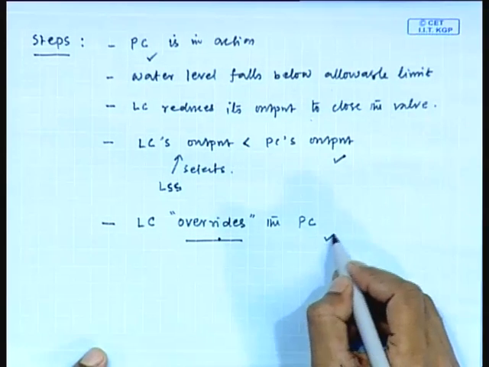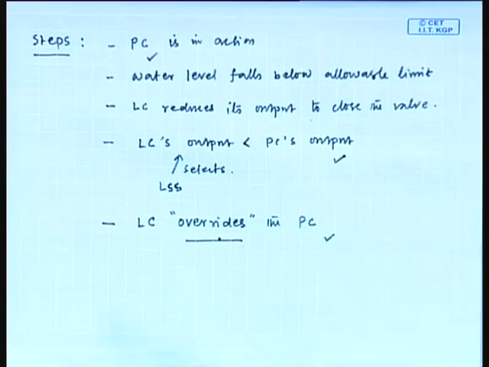So, in this example, we have discussed the application of LSS. LSS selects basically the lower output signal. For the case of HSS, the fact is opposite. HSS selects the higher output signal. Fine. So, this is about the constraint controller. Next, we will discuss another advanced control scheme, that is split range control.